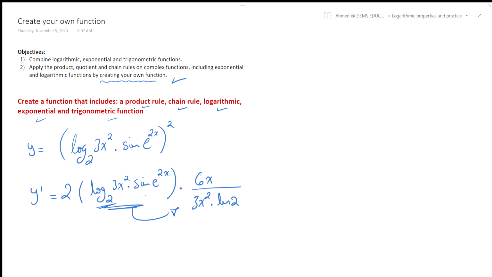Now the second one as it is, sine e power 2x, plus the first one as it is, log base 2 of 3x squared, multiplied by the derivative of the second. The derivative of sine something is cosine of the same thing; we never change the angle. Then we multiply by the derivative of the angle. The derivative of the angle is e power the same thing multiplied by the derivative of the power, which is 2. And that's it, done. Try it yourself.